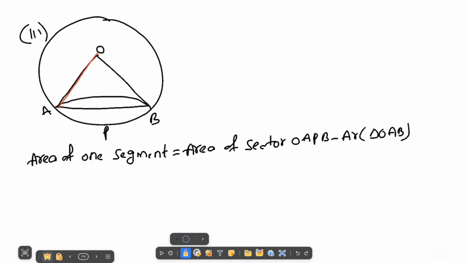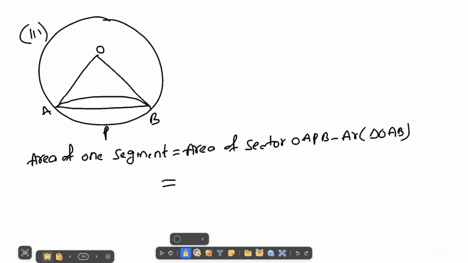So from the sector area, if you subtract this triangle area, you will get this one segment area. So right. Now we are finding only one segment. So let us find the area of sector.